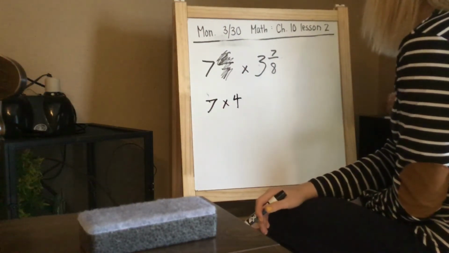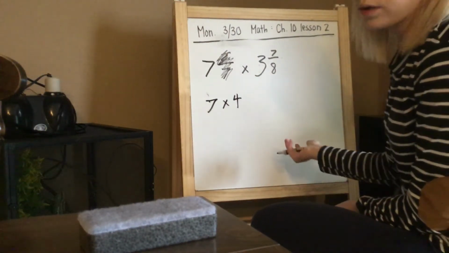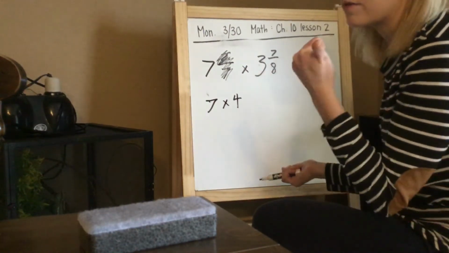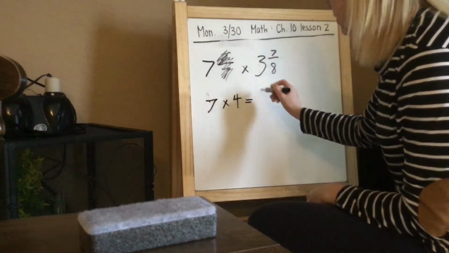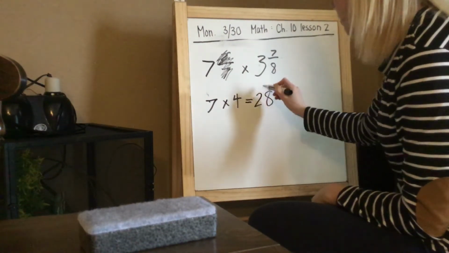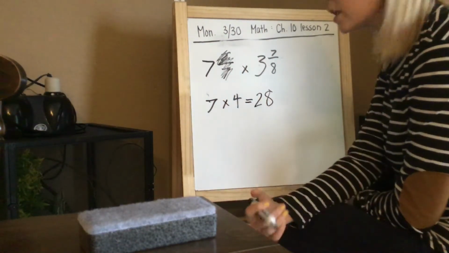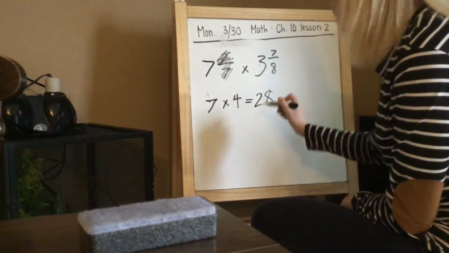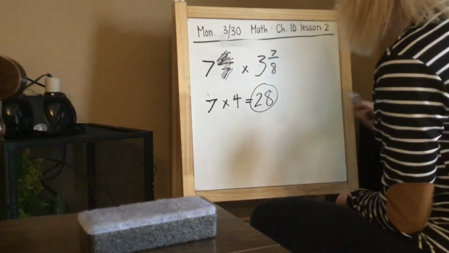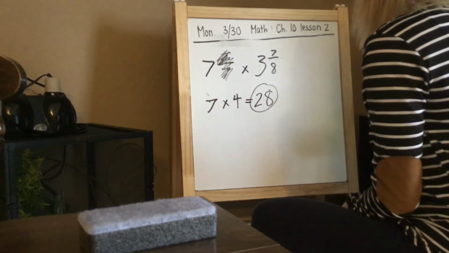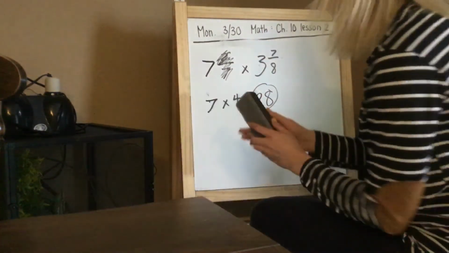So now, 7 times 4, you guys can do that in your head. 7, 14, 21, 28. So 7 2/7 times 3 7/8 is really close to 28. And that is how we would estimate that answer. Okay, the last one.